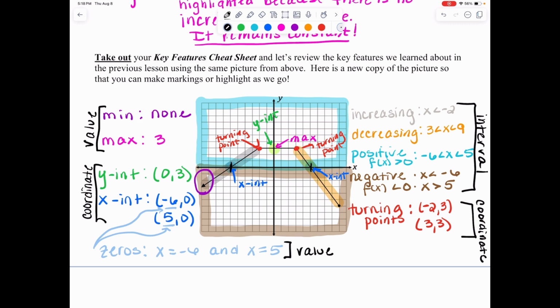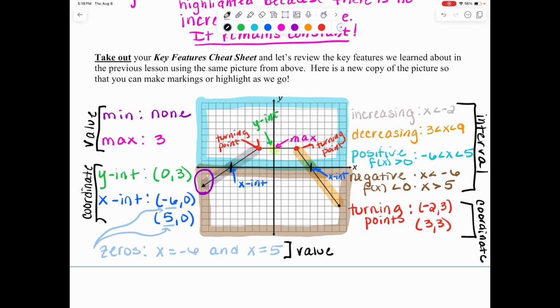And then in brown, that would be the negative portion of the graph, which is on the bottom below the x-axis. So that is going to be the portion from -6 to the left and down. So that's x is less than -6. And then when I look at the x-intercept at the orange portion here to the right, it's going to be x is greater than 5. All of those should be intervals. So if you didn't already, please make note of that on your paper.